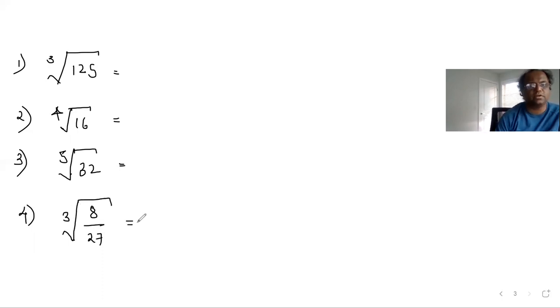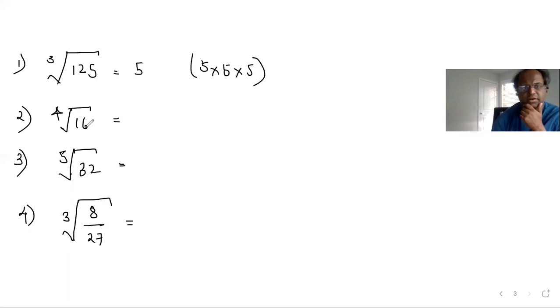Okay, so let's solve the first example, as I told you. Look at the index. It is 3. So I have to find a number that, when I cube it, I should land up here. And the obvious choice is 5, because you know that 5 times 5 times 5 is 125.